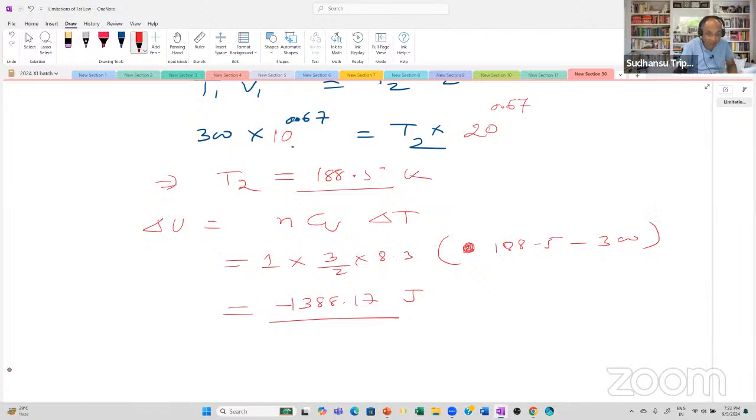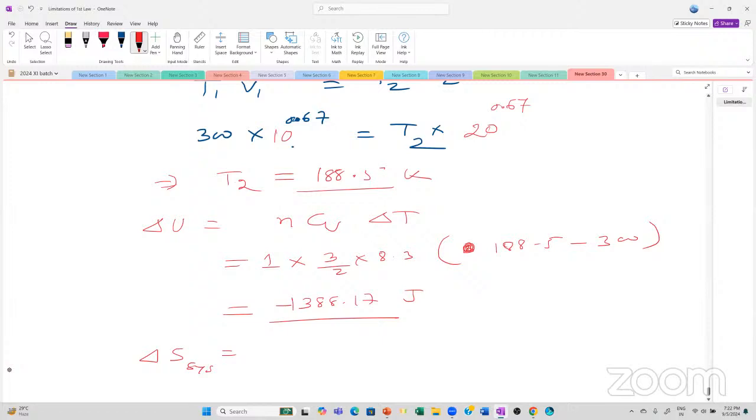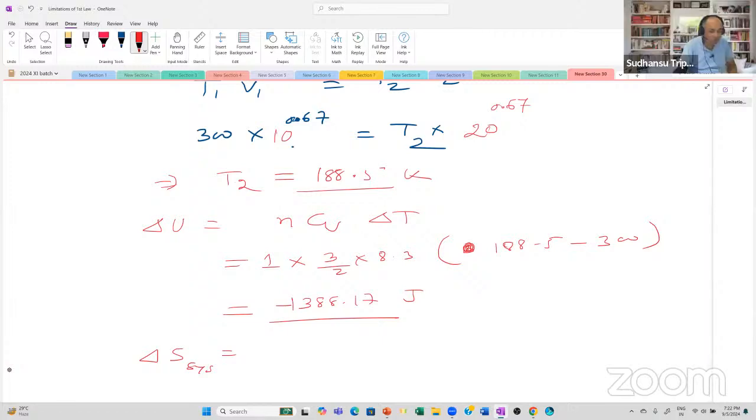And what about del S system, Sami? What will be in a reversible process? What will be the entropy change of the system?